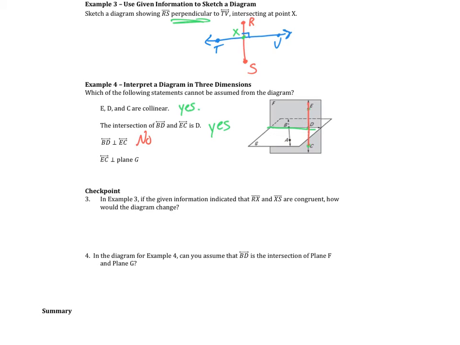And can we assume that line EC is perpendicular to plane G? That is also no, because again, there's no right angle. So you need to have the markings in order to assume that, and there's no markings.